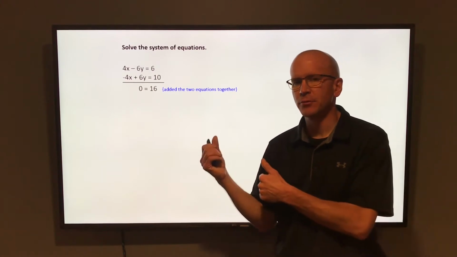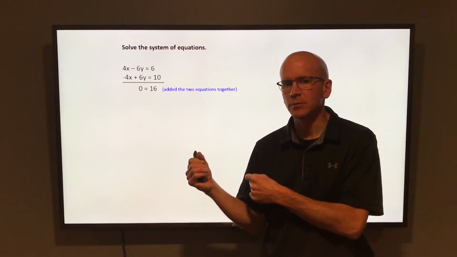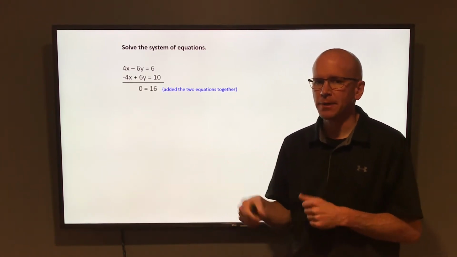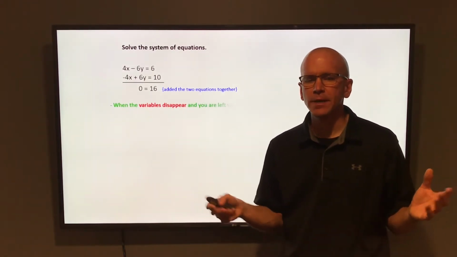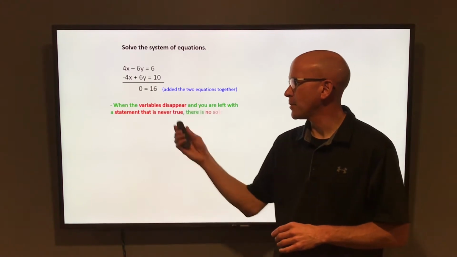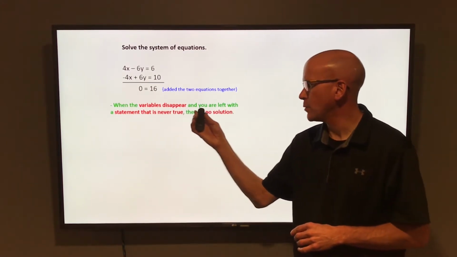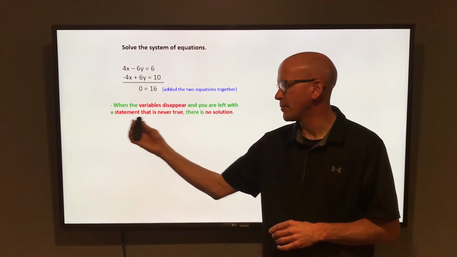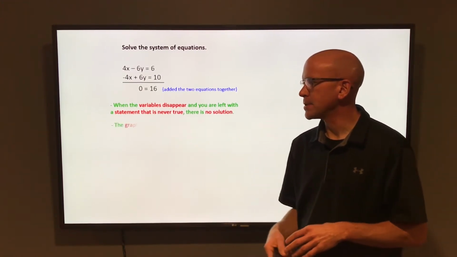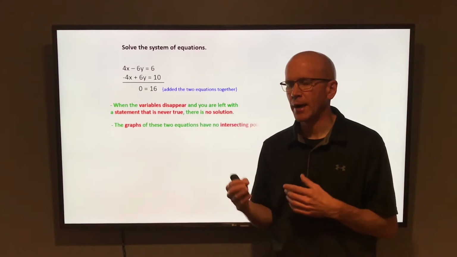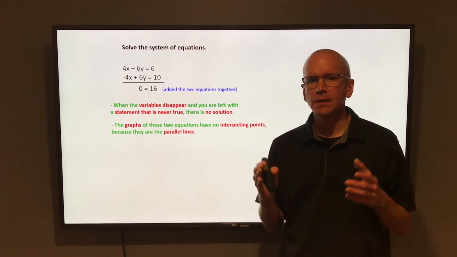Because if it's true, like we had on the last one, that's infinite solutions. If it's false, it's something else. Of course, 0 equals 16, that's a false statement. 0 is never going to be equal to 16. So that is a false statement. So when the variables disappear and you are left with a false statement, or a statement that is never true, there is no solution. These two lines do not intersect. If you graph these two equations, you would see they're never going to meet.